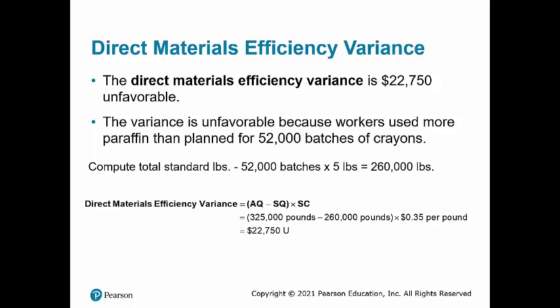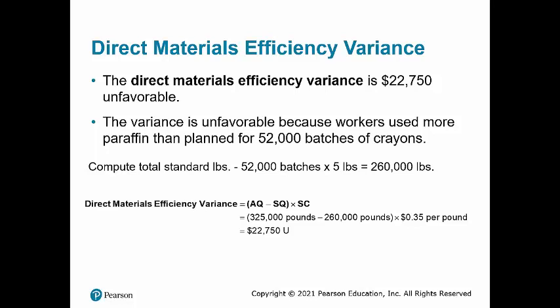To calculate the direct materials efficiency variance, the standard quantity of inputs allowed has to be determined. The standard quantity of inputs allowed is the quantity that should have been used for the actual units produced. For Cheerful Colors, the standard quantity of inputs, or paraffin, that workers should have used for the actual number of crayon batches produced is 260,000 pounds, which is equal to 5 pounds per batch times 52,000 batches. The direct materials efficiency variance is unfavorable because workers used more paraffin than was planned or budgeted for 52,000 batches of crayons.